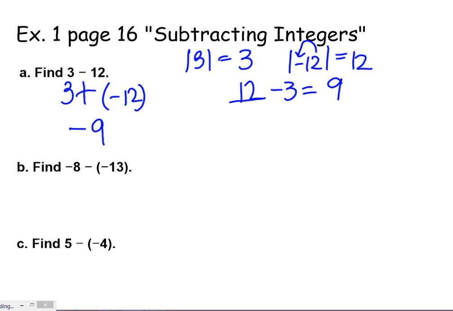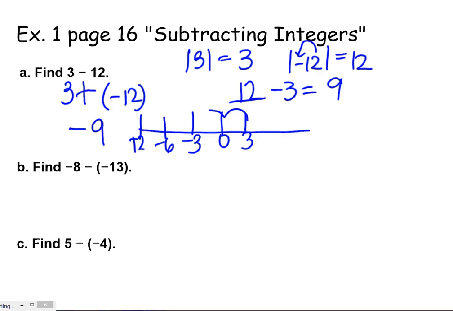You could also do this using a number line. This is our number line, here's 0. Start at positive 3. Move left 12 spaces. So you take away 3, take away 6, take away 9, take away 12, and you will end at negative 9. So use your laminated number line to help you in case you need a visual.